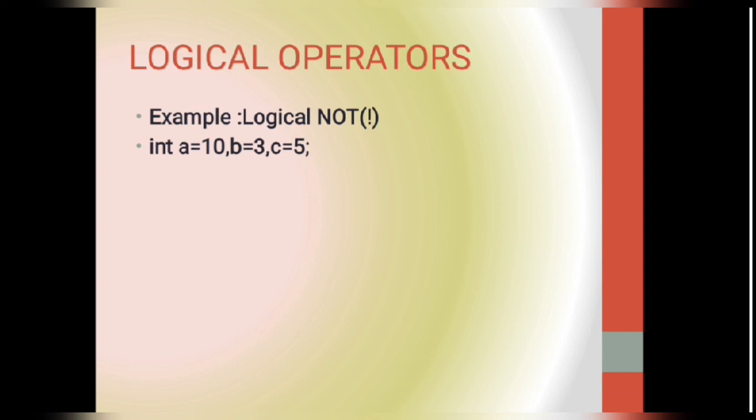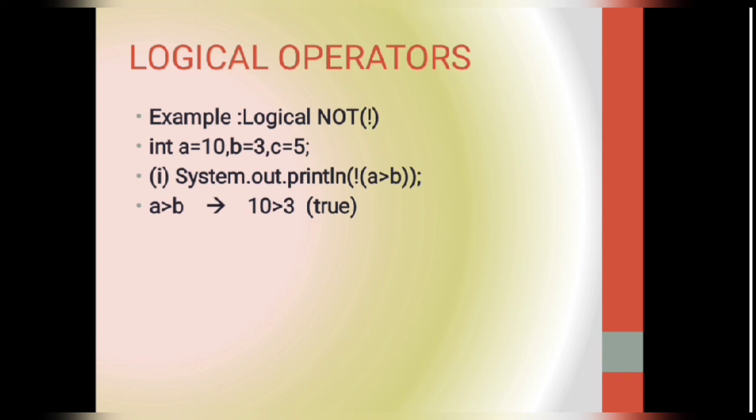Now this is the final operator, that is logical NOT. In this case we have the expression A greater than B. So let's evaluate this. 10 is more than 3, which is true. But don't forget the negation. That means NOT is used as a negation. It will invert your result. So you are getting true over here, but after applying that negation NOT over here, it will invert your result and it will return false.